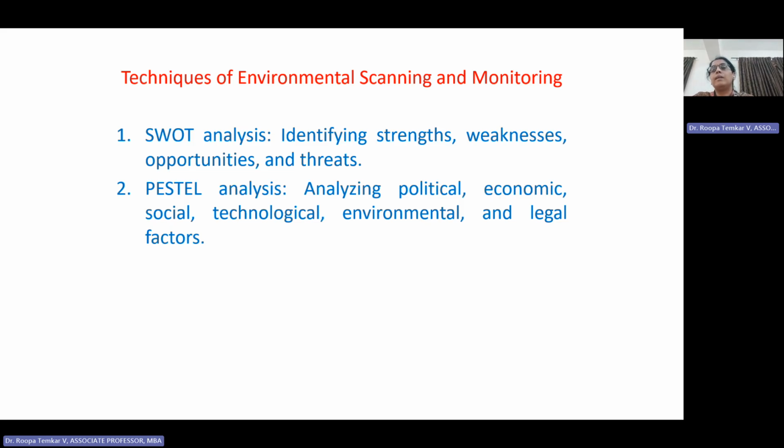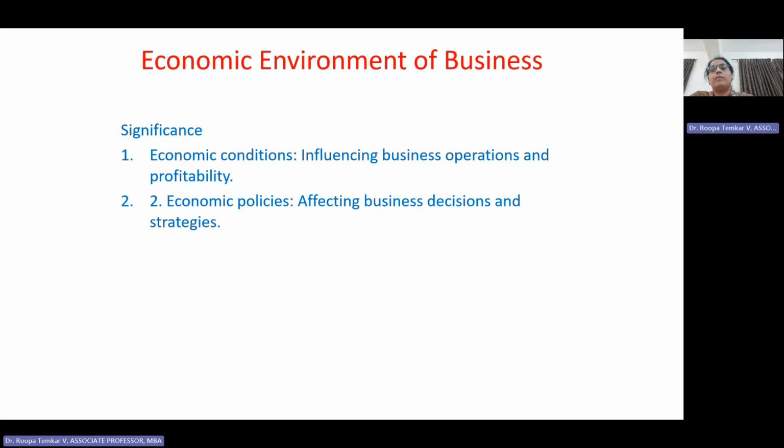PESTEL analysis is analyzing the macroeconomic parameters, that is political, economic, social, technological, environmental, and legal factors. Coming to the first one, the economic environment of business. The significance of this lies in influencing business operations and profitability, because that is nothing but the demand and supply that is happening in a particular country that decides the economic environment, because the economic environment mainly depends on the demand and supply.